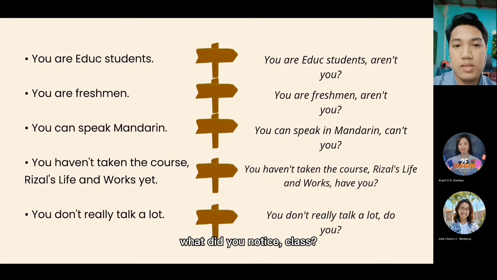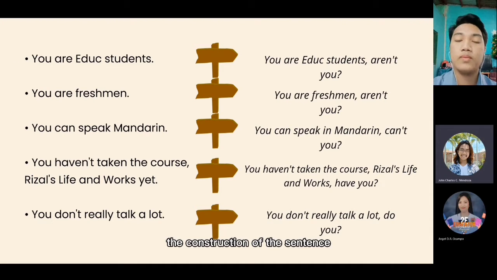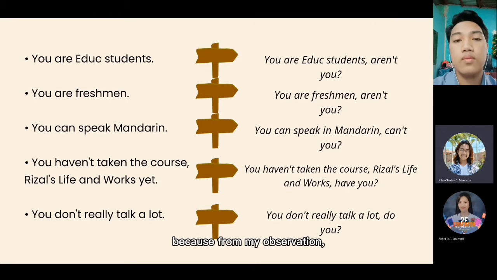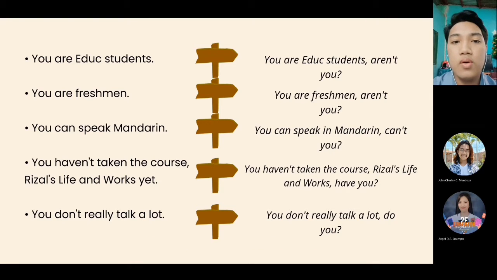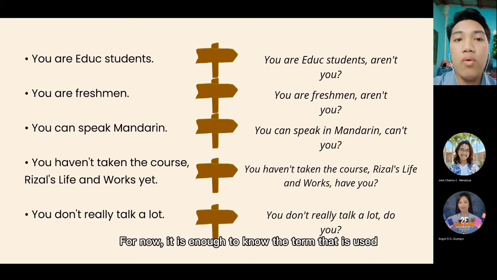Okay. So now from this set of questions we have on the right side of our slide, what did you notice, class? Yes, John Charles? The construction of the sentence we have now on the slide is different compared to the questions that we made earlier because upon my observation, there is now a mini question at the end of our sentence. That was a good observation to start, Mr. Charles. So, ladies and gentlemen, those mini questions that you notice that are being added at the end of each statement are what we call question tags. For now, it is enough to know the term that is used to refer to them.